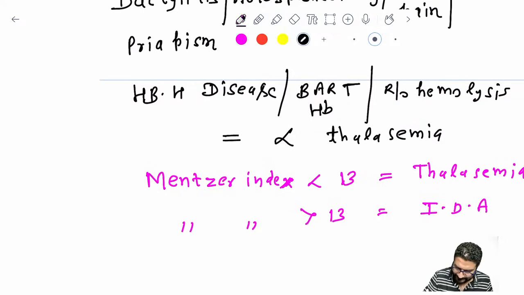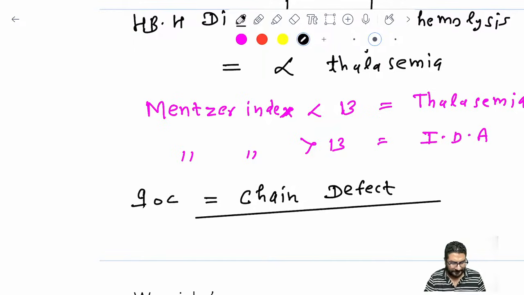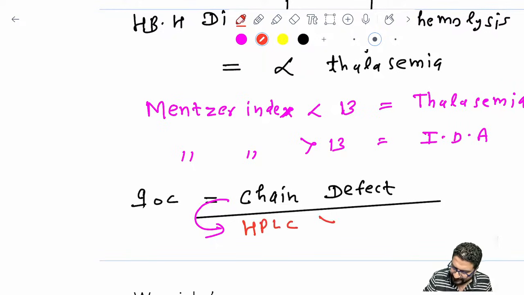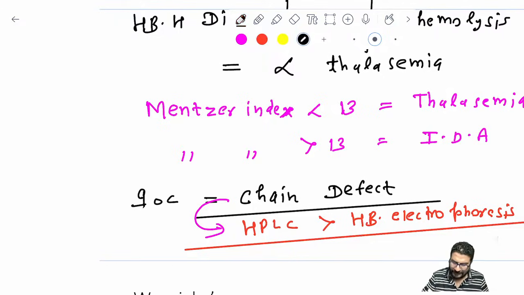Now last thing I will say, investigation of choice in any chain defect. Chain defect means wherever you see a problem in the hemoglobin chain. Whenever we see chain defect, in this case we have to do HPLC. If HPLC is not in the options, then the answer will be hemoglobin electrophoresis. This is the investigation of choice in any chain defect.